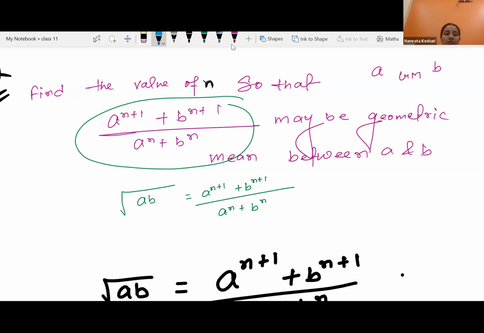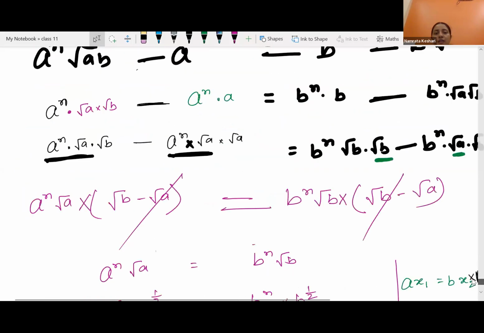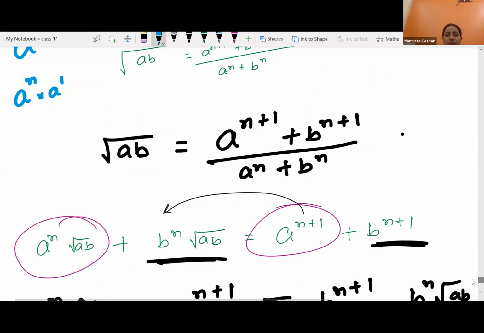A to the power n plus 1, one thing comes to mind, that a to the power n plus 1 can be written as a to the power n into a to the power 1. Yes or no? Yes, ma'am. Okay, even though we write a to the power n plus 1 this way and b to the power n plus 1 this way, still no simplification is possible. So after realizing it, we didn't have any choice. We took the denominator from here and multiplied it over here.